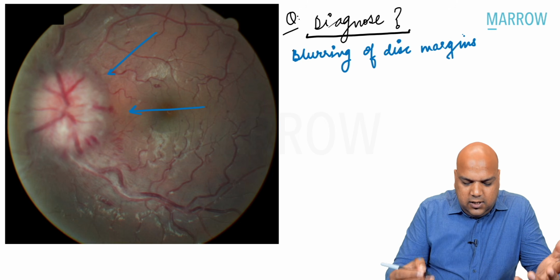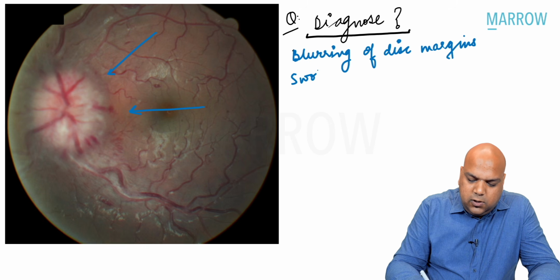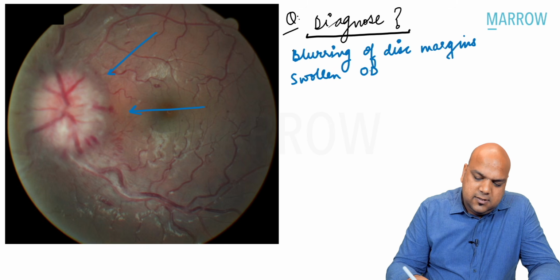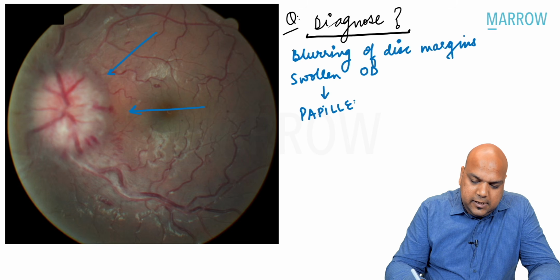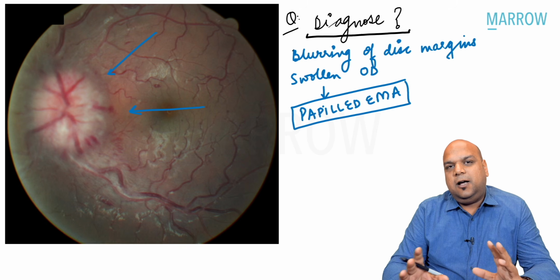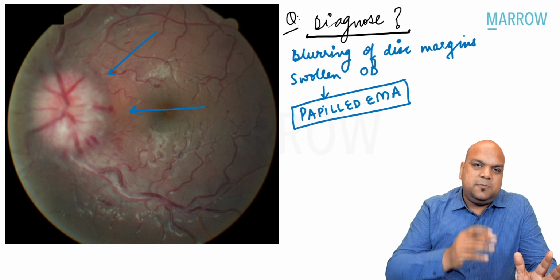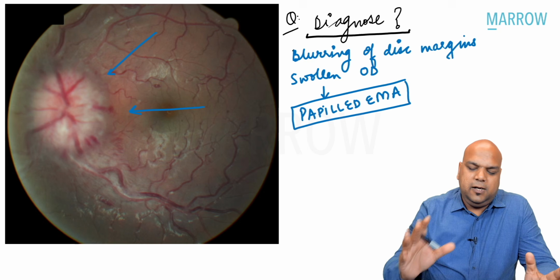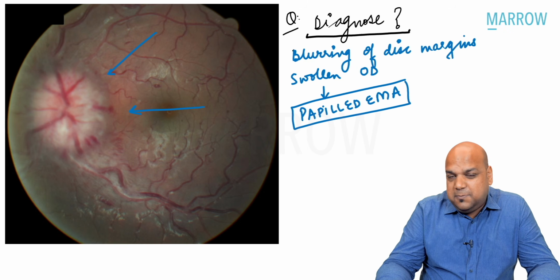And at first look, it is pretty clear. It looks like a swollen optic disc. So the diagnosis is pretty clear. It is a case of papilledema. I don't think there is any confusion in this. The normal optic disc is pretty sharp. You can see the complete optic disc margin. You can see the optic cup. It does not look elevated. Here it looks elevated, swollen. I think that's pretty easy.